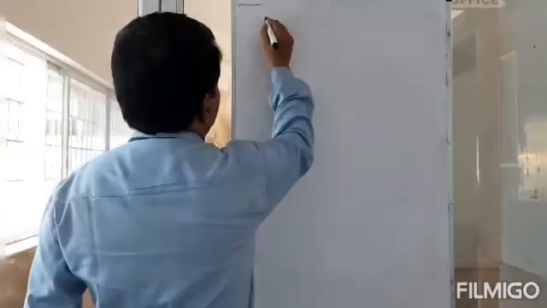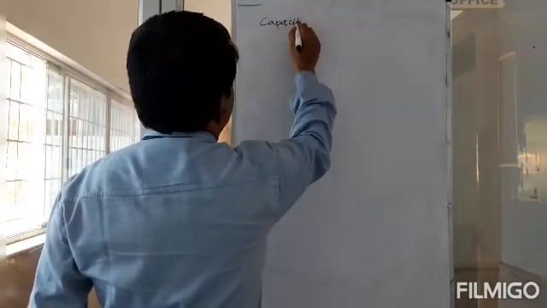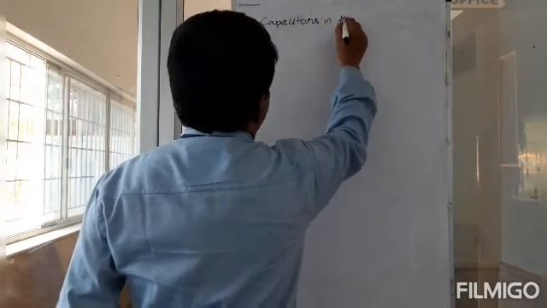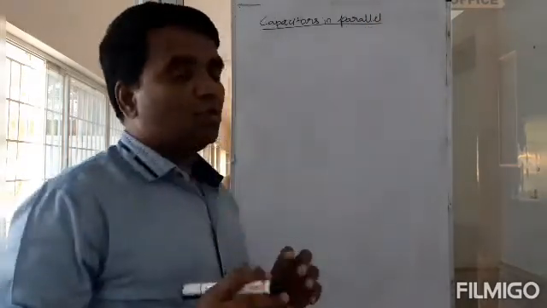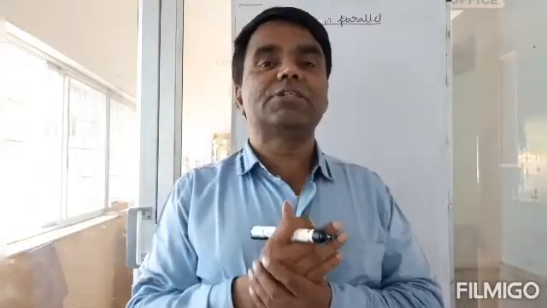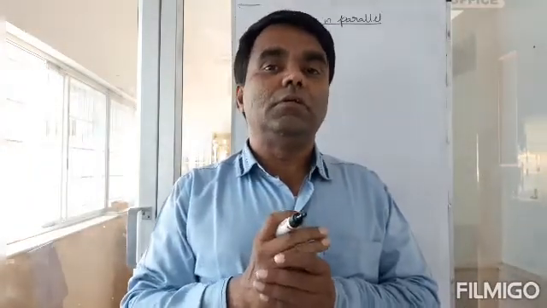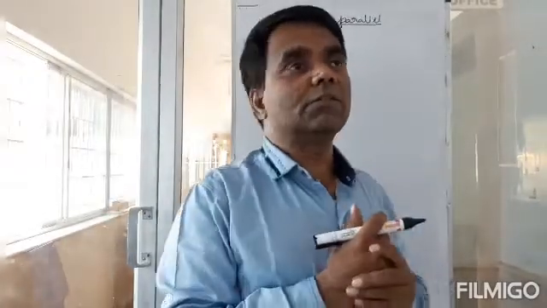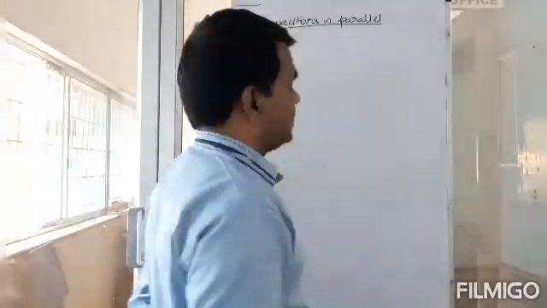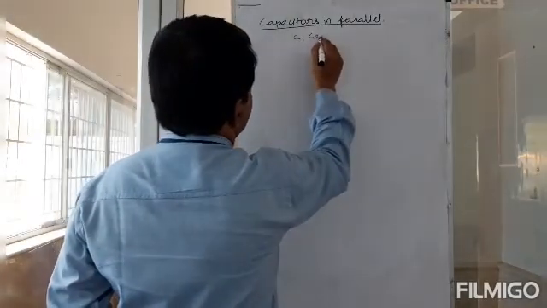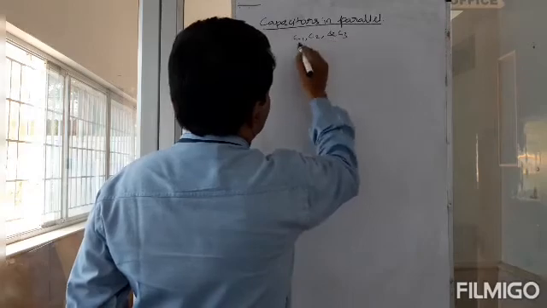Okay, the next topic is capacitors in parallel. So what happens when you connect a set of capacitors in parallel to each other? Okay, so let me take C1, C2 and C3, 3 capacitors. So C1, C2 and C3.